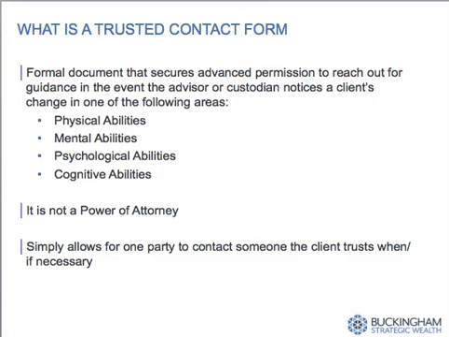Some ways we've listed on the screen could be physical abilities, so a client becoming disabled in some way, mental abilities, some type of memory loss, psychological abilities. We see that if someone loses the ability to solve basic problems or learn new concepts. And then finally, cognitive abilities. A client may be confused with time or place or showing some type of decline in basic judgment.